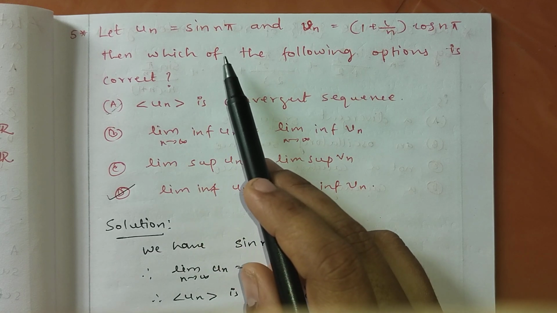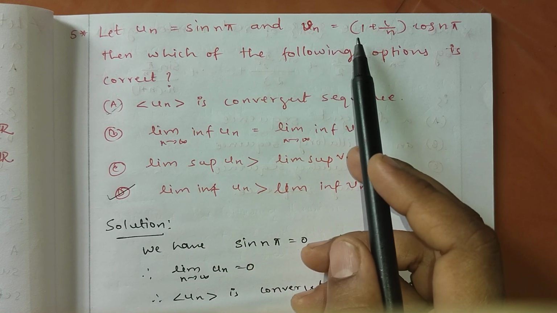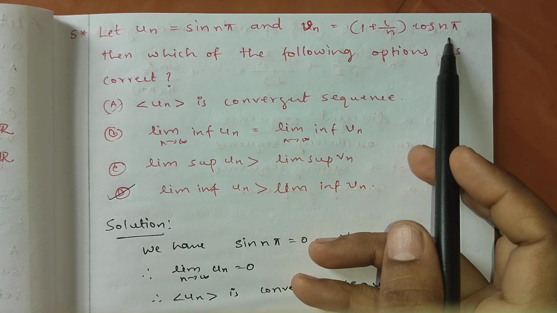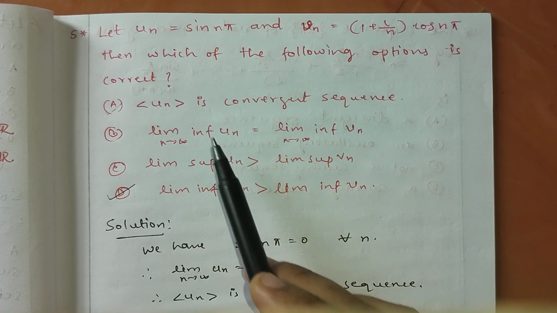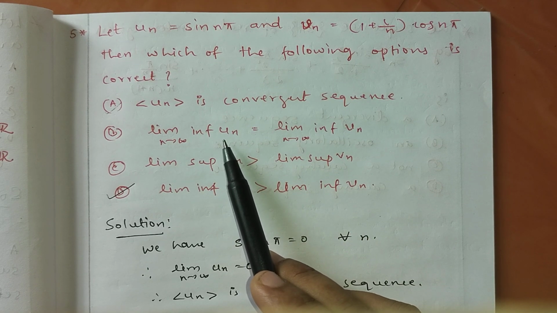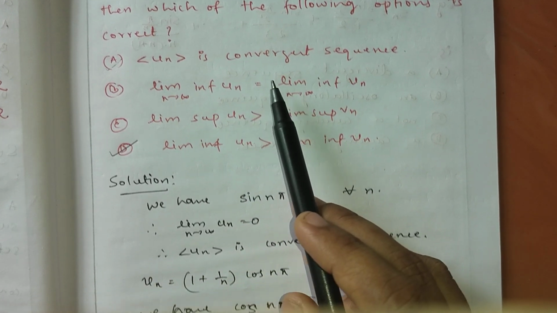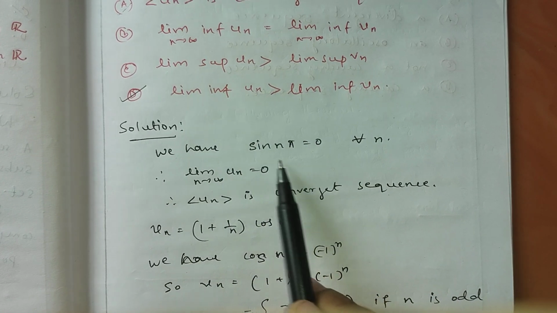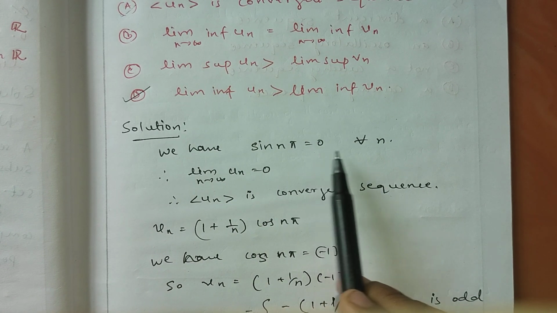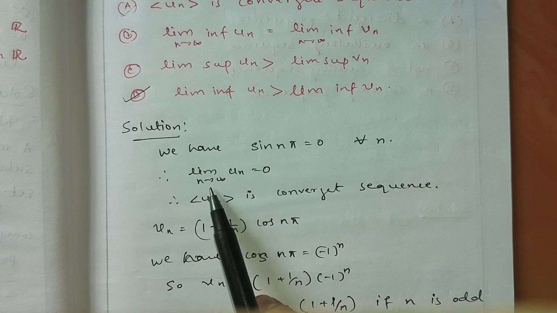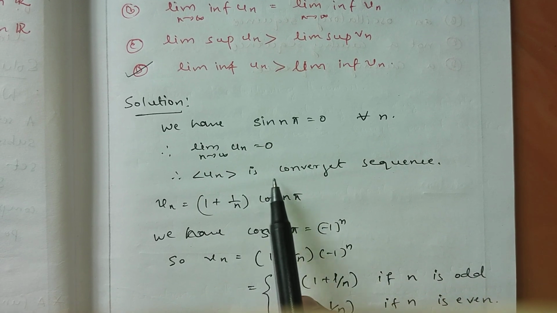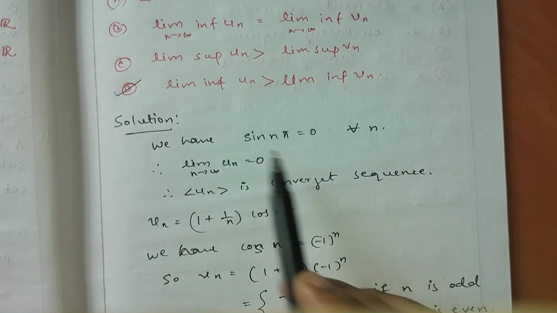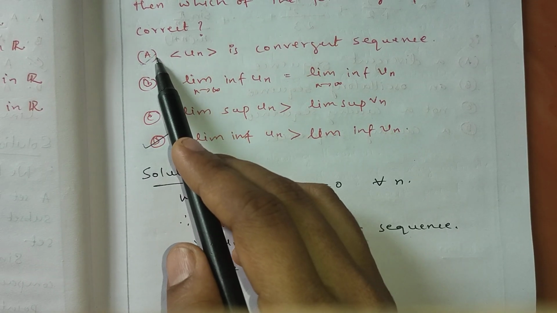Let u_n equal sin(nπ) and v_n equal (1 + 1/n) cos(nπ). Then, which of the following options is correct? So, let us check whether u_n is a convergent sequence. Given u_n equals sin(nπ), which is equal to 0 for all n. Therefore, the limit as n tends to infinity of u_n is equal to 0. Therefore, the sequence u_n is a convergent sequence. So, option A is the correct one.